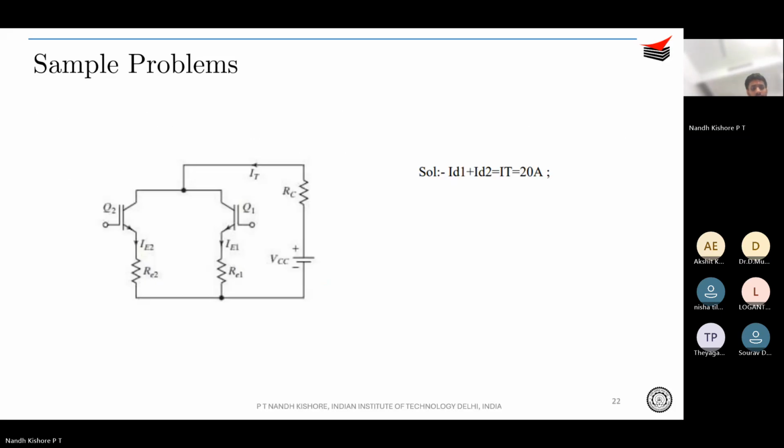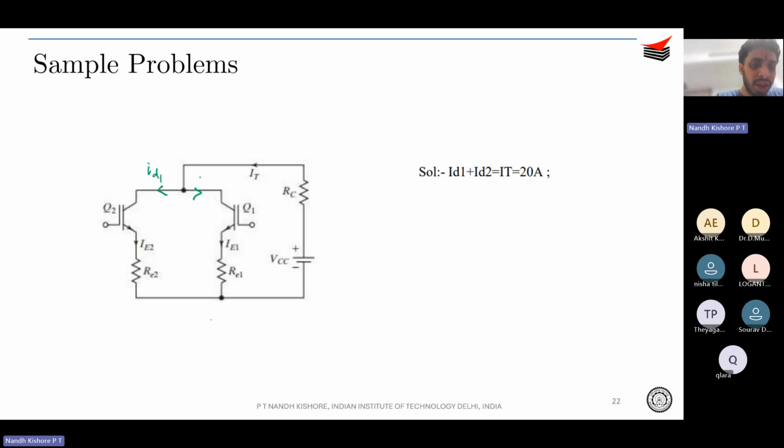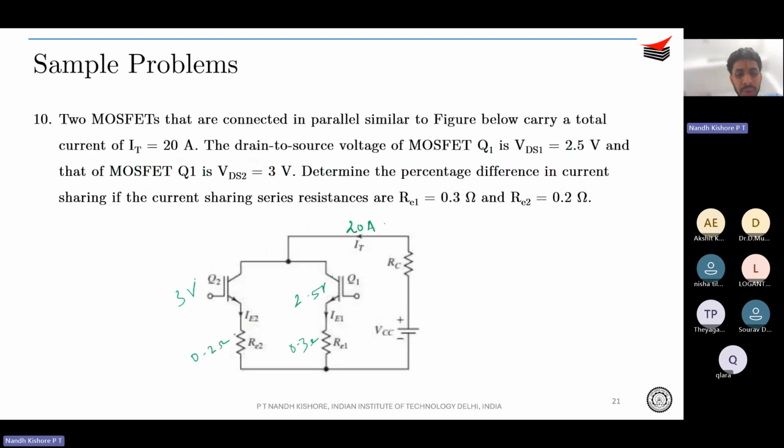So I will make use of this figure. By KCL, ID1 plus ID2 is equal to IT, that is 20 amperes. And since both of them are in parallel, voltages will be the same. The voltage across Q2 and RE2 will be equal to the voltage across Q1 and RE1. That is VQ2 plus IE2 RE2 is equal to VQ1 plus IE1 RE1, because they are in parallel.